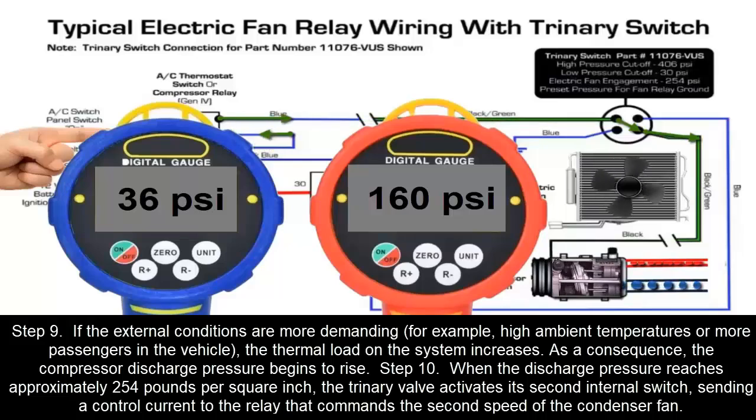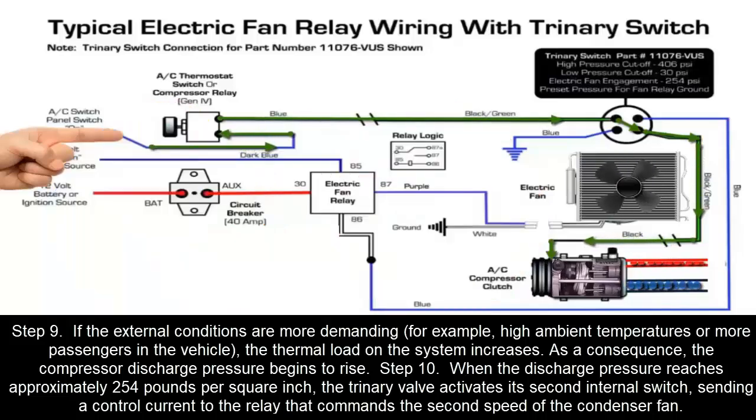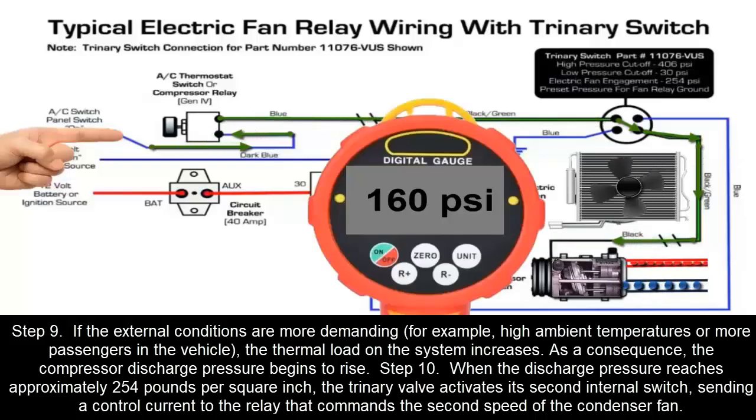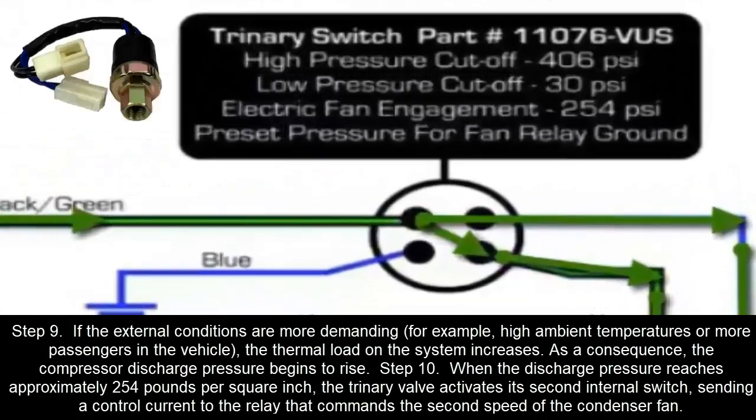Step 9. If the external conditions are more demanding, for example, high ambient temperatures or more passengers in the vehicle, the thermal load on the system increases. As a consequence, the compressor discharge pressure begins to rise. Step 10. When the discharge pressure reaches approximately 254 pounds per square inch, the trinary valve activates its second internal switch, sending a control current to the relay that commands the second speed of the condenser fan.